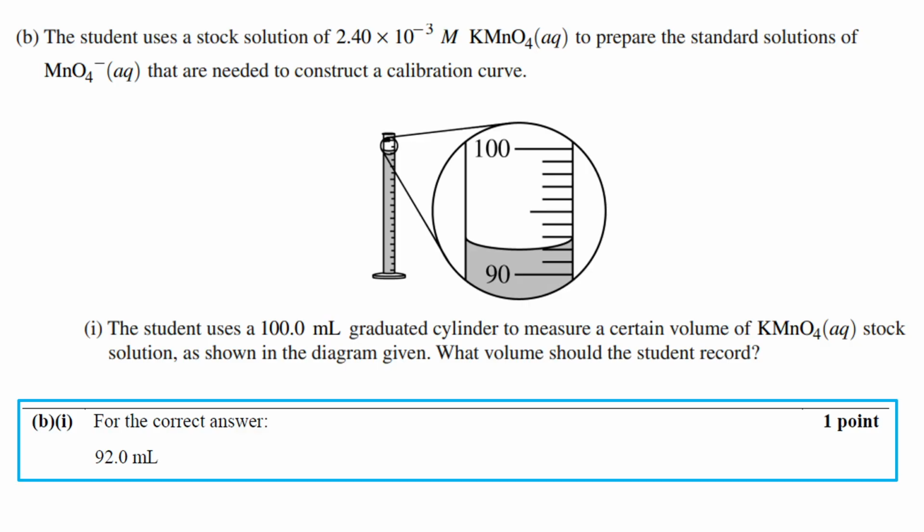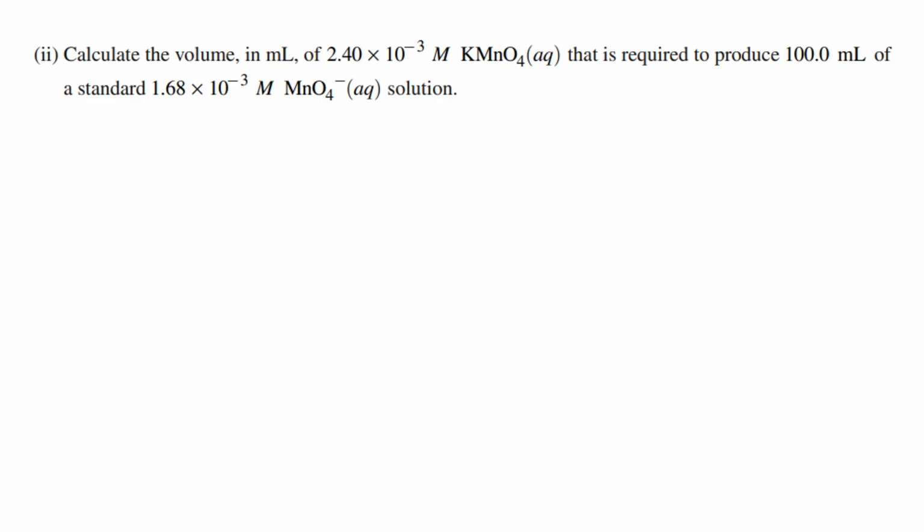All right, B part 2. Calculate the volume in milliliters of 2.40 times 10 to the negative third molar potassium permanganate that is required to produce 100 milliliters of a standard 1.6 times 10 to the negative third molar permanganate ion solution. So in other words, using this stock chemical you got off the shelf, how would you dilute it to make 100 milliliters that has this new concentration?